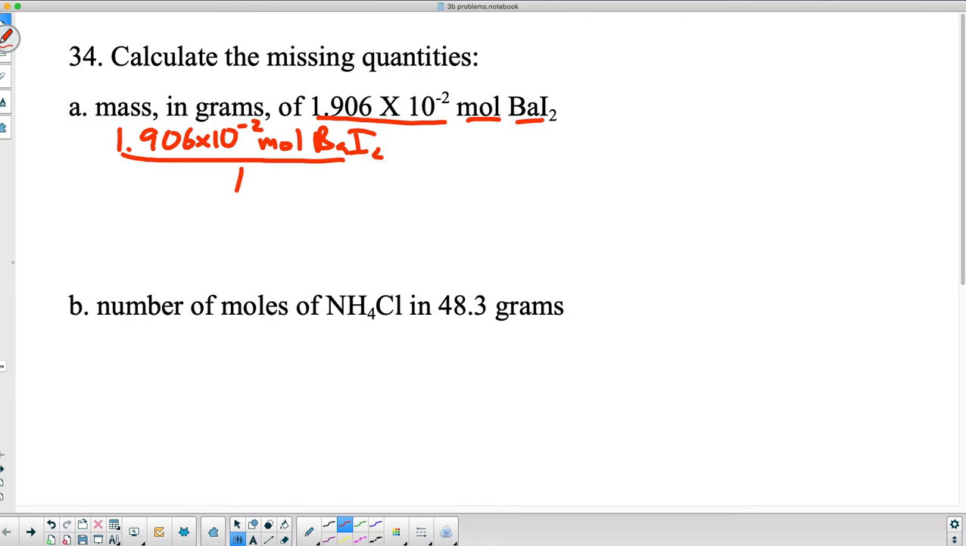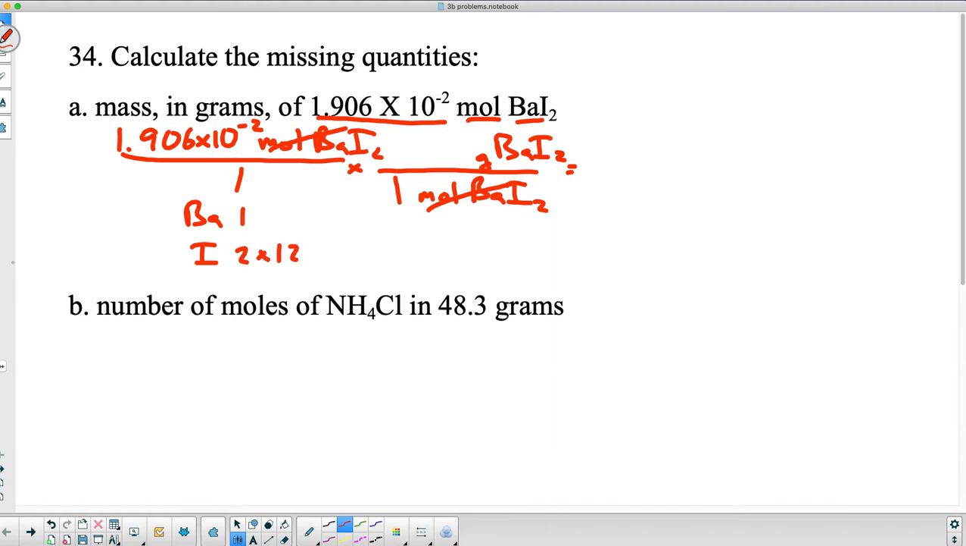And that's BaI2. So if I have moles on top, that means I'm going to need 1 mole on the bottom of BaI2. That means that whatever my number of grams is going to go on the top of BaI2, like that. And I do that so I can cancel moles and moles like this. Ba and I, 1 and 2, times 126.9 times 137.3. There we go. What is that? 2.